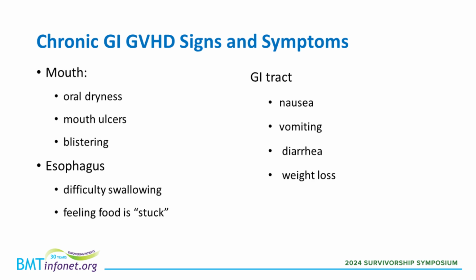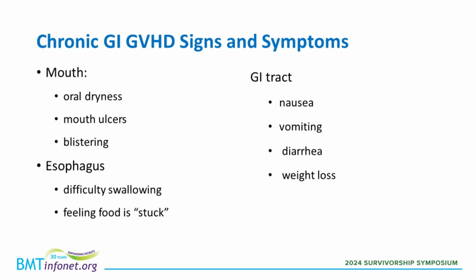With chronic GI GVHD, patients will complain of oral dryness, mouth ulcers, blistering, or sensitivities to food. In particular, I have patients that complain often about tomatoes or tomato sauces or Italian foods. And that goes along with this, essentially if foods are more acidic.